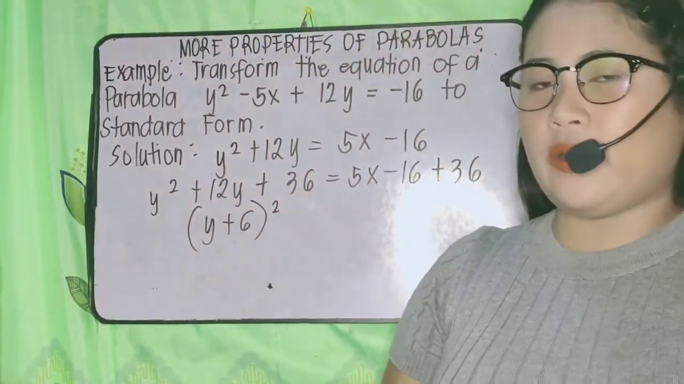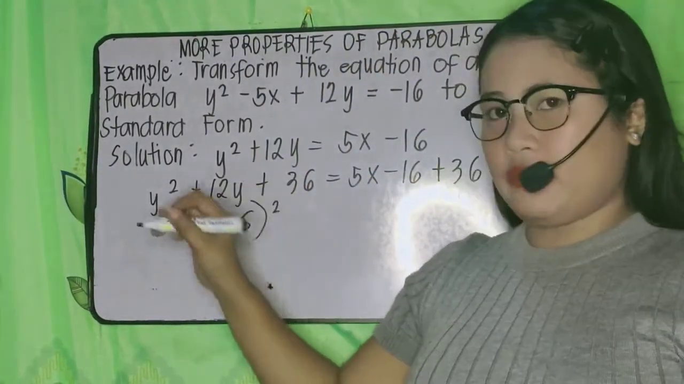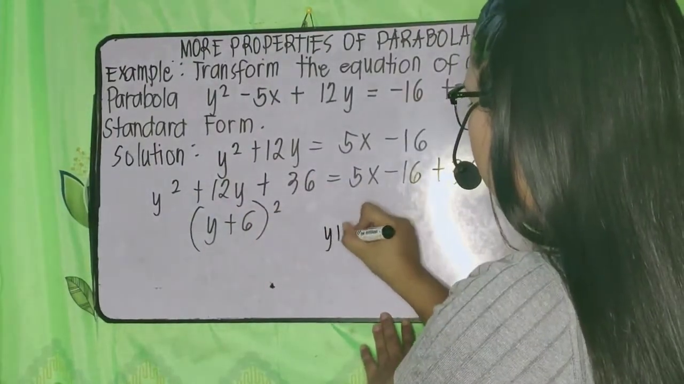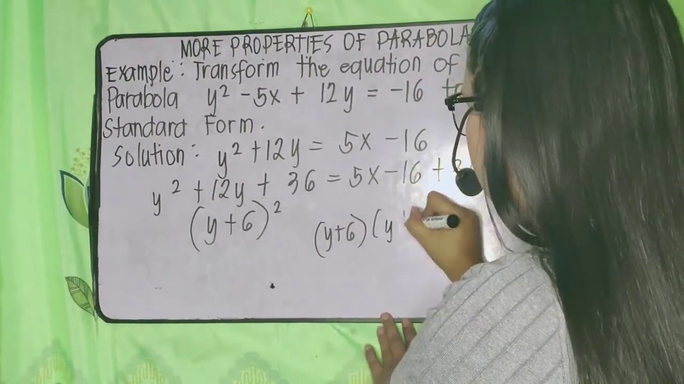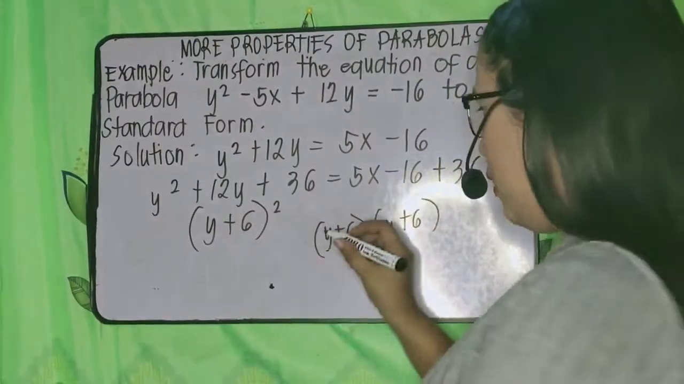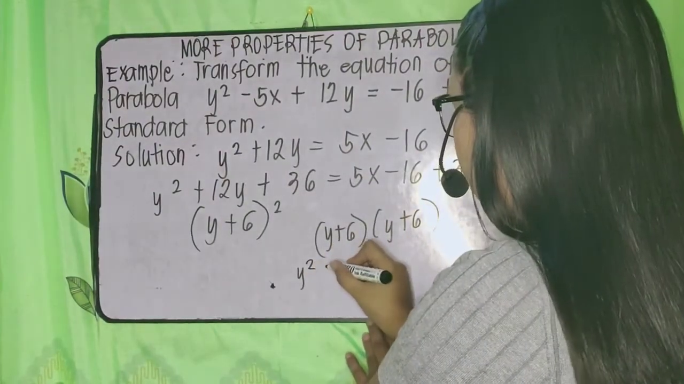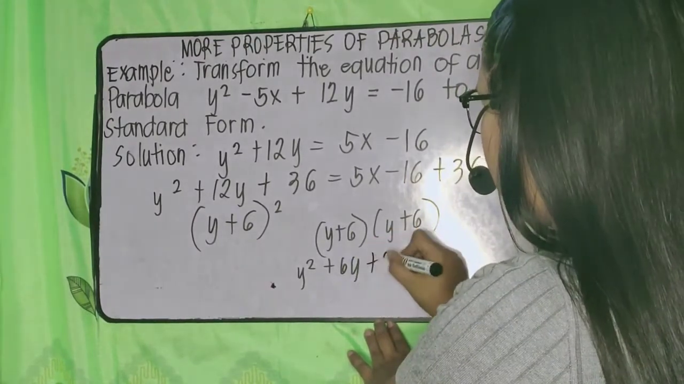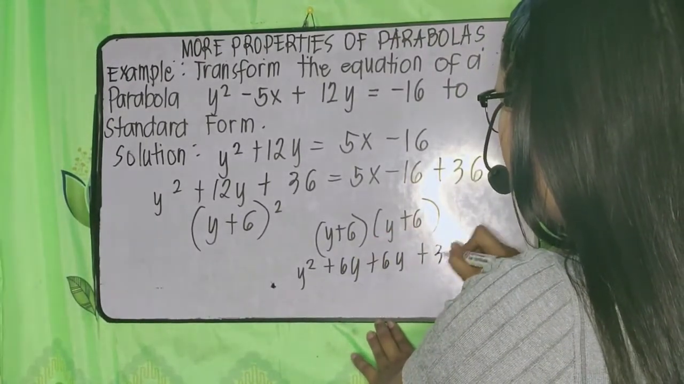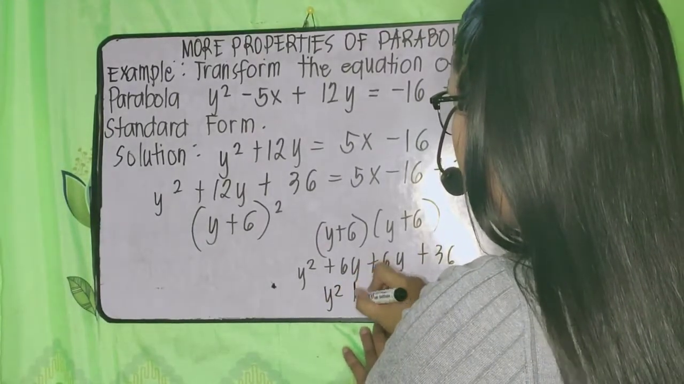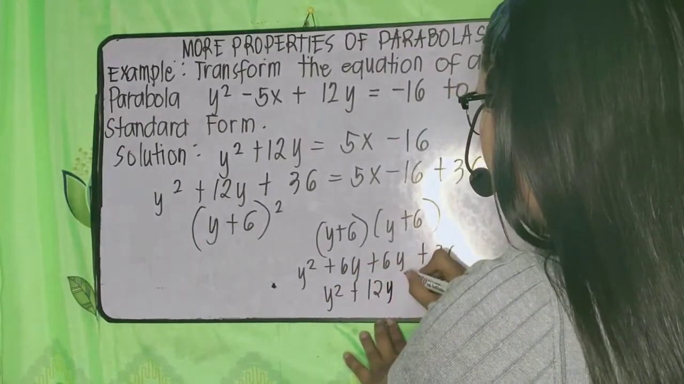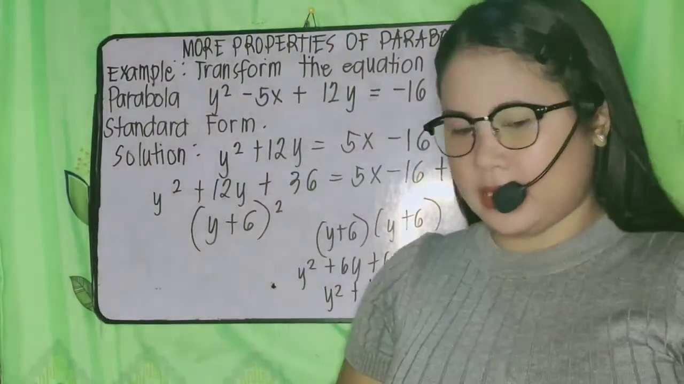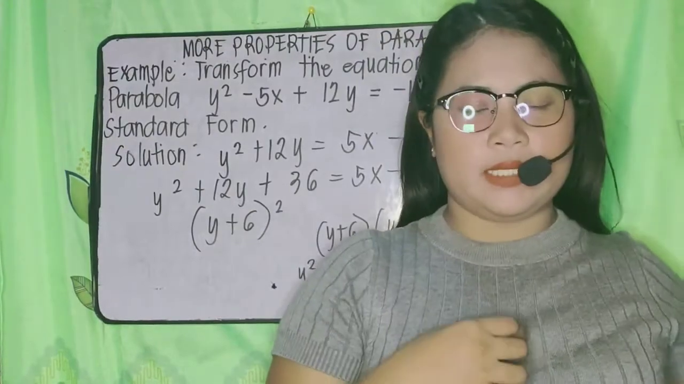So for us to know that y plus 6 is the factor of the given polynomial, of course, we're going to use the FOIL method. So we have y plus 6, then y plus 6. Y times y, we have y squared. Y times 6, we have 6y. Then 6 times y, we have 6y. 6 times 6, we have 36. So simplify: y squared plus 12y plus 36. So our answer is correct. Therefore, the factor y plus 6 is correct.